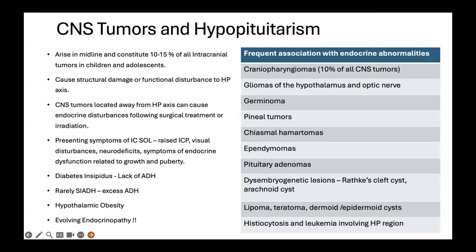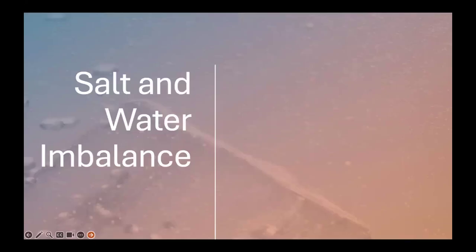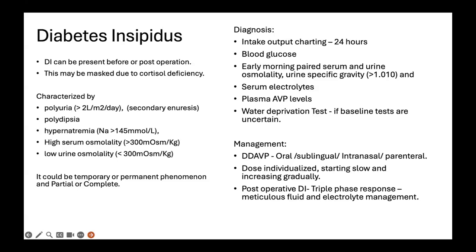Moving on to the next set of disorders, which include salt and water imbalance. I mentioned one which is known as diabetes insipidus, and I'm sure all of us might have come across cases of diabetes insipidus. In simple terms, it is caused because of a lack of antidiuretic hormone. This, as I said, can be present before or post-operatively in children with CNS tumors.